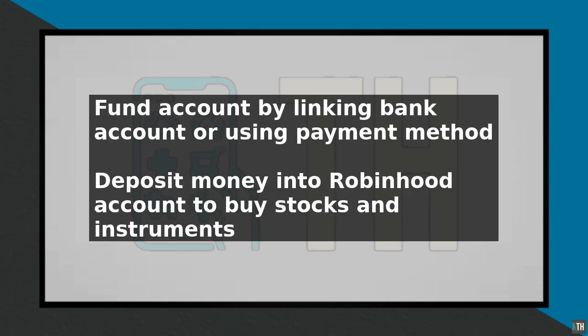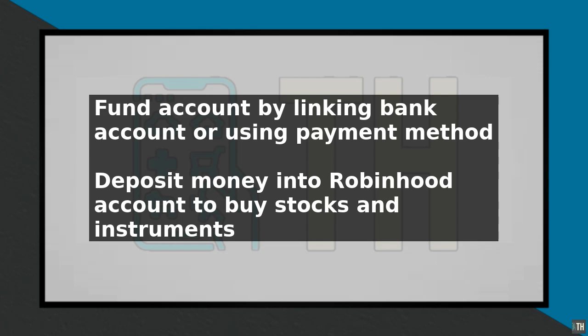Once your account is set up, you will need to fund it by linking a bank account or using another payment method. This will allow you to deposit money into your Robinhood account, which you can then use to buy stocks and other financial instruments.